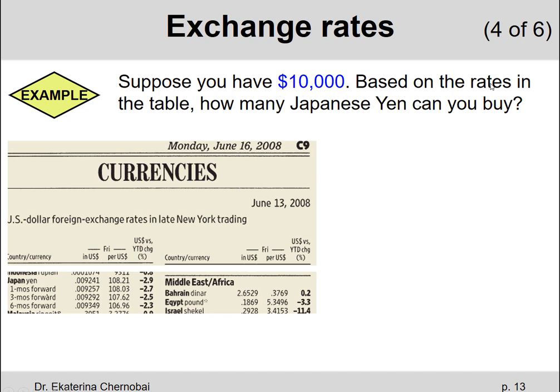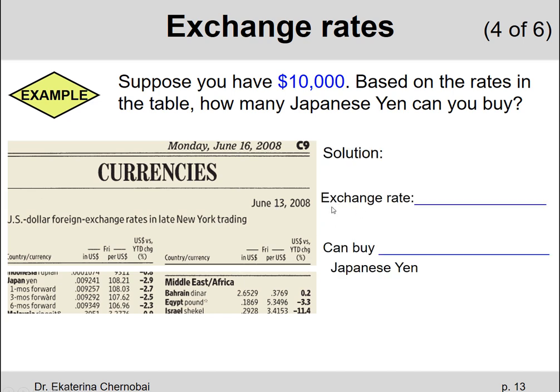Let's say you go to Japan to travel. Based on the exchange rates in the same exact table, how many Japanese yen can you buy with $10,000? So from this table, we are looking up the row for the Japanese yen. Two columns. Column 1, labeled as in US dollars, says 0.009241. Column 2, labeled as per US dollar, says 108.21.